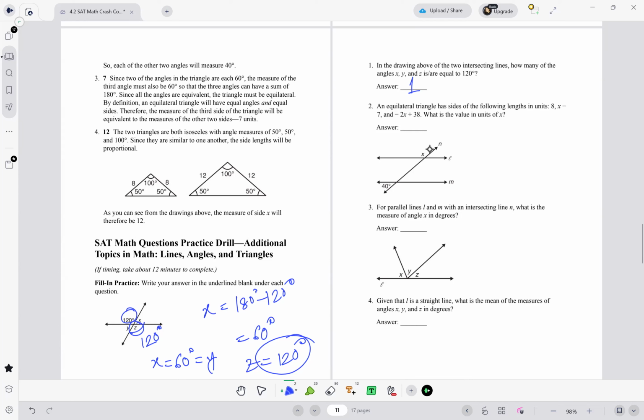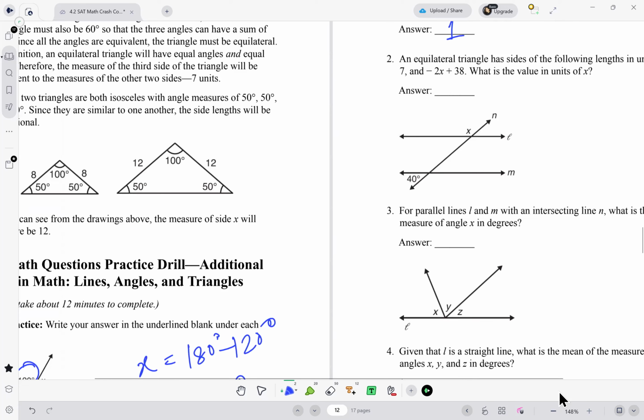So we have some pretty similar examples. An equilateral triangle has the following side lengths in units: 8x minus 7 and negative 2x plus 38. What is the value of x in units? What is the value of it?